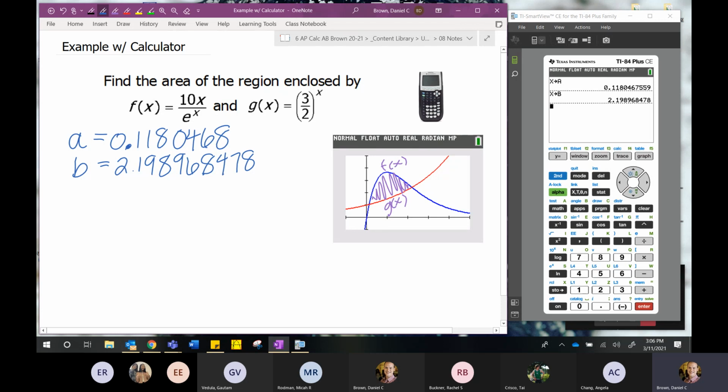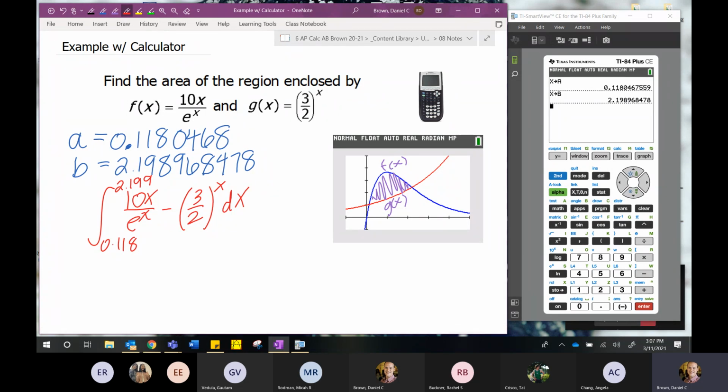And now we want to go ahead and just set up the integral. So we are still finding the area. How do we find the area? That's going to be the integral of the top function minus the bottom one. And again, I found that was the top one, and this was the bottom one from the calculator. Where's this integral starting? It's starting at 0.118 and ending at 2.199 if I round. Again, huge disclaimer, always show your setup.